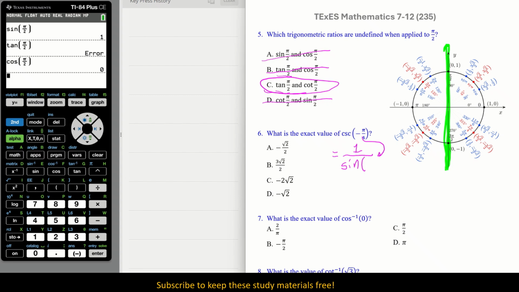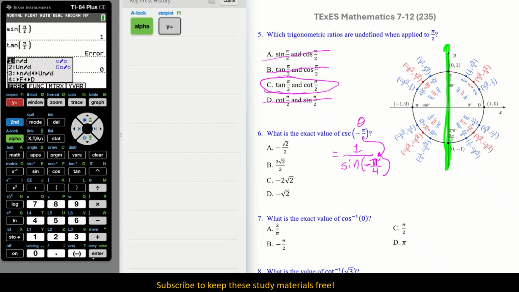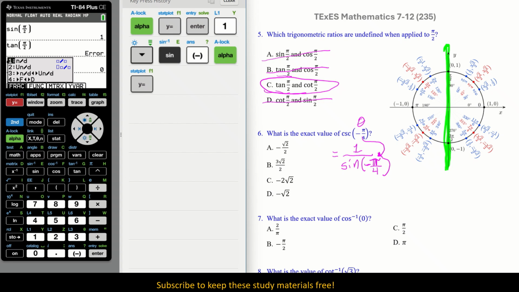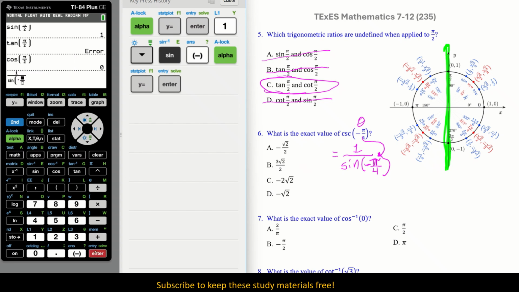Okay, so this would be our theta. So I need negative pi over, if I could pretend like you know that that's pi. Now let's pop all this in the calculator and see what comes out, and then we can make some executive decisions on our options, okay? All right, so alpha y equals, here we go. We want 1 here, go down, and sine, okay, and I need a negative, and alpha y equals, if I could push enter, oh, okay.